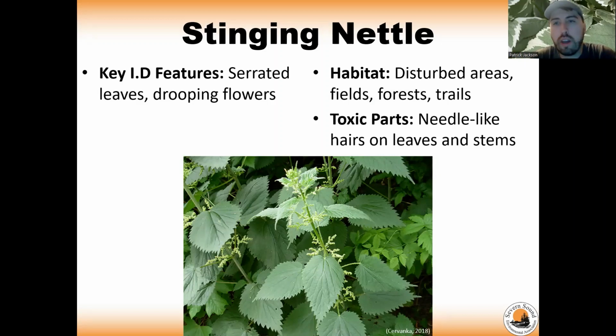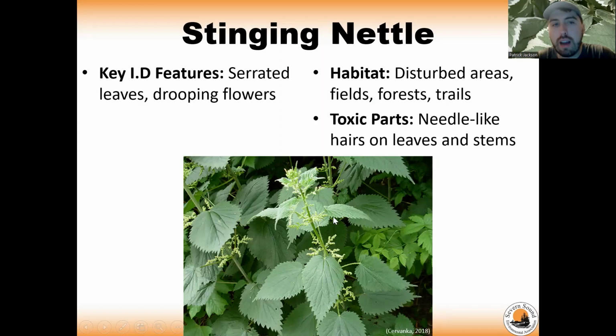Stinging nettle grows quite tall. I've seen it 6 to 8 feet tall. It has heavily serrated leaves, as you can see down here, which kind of alternate up the stem. They're opposite, but then they alternate kind of like a ladder as you're going up.